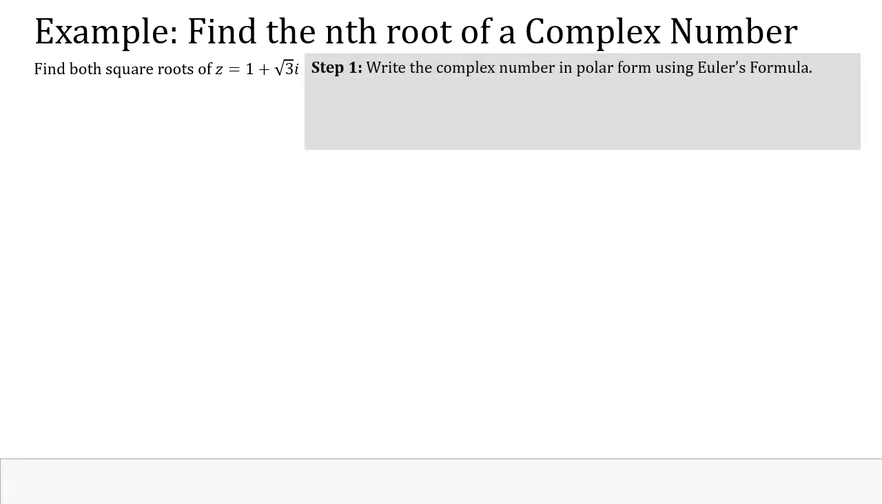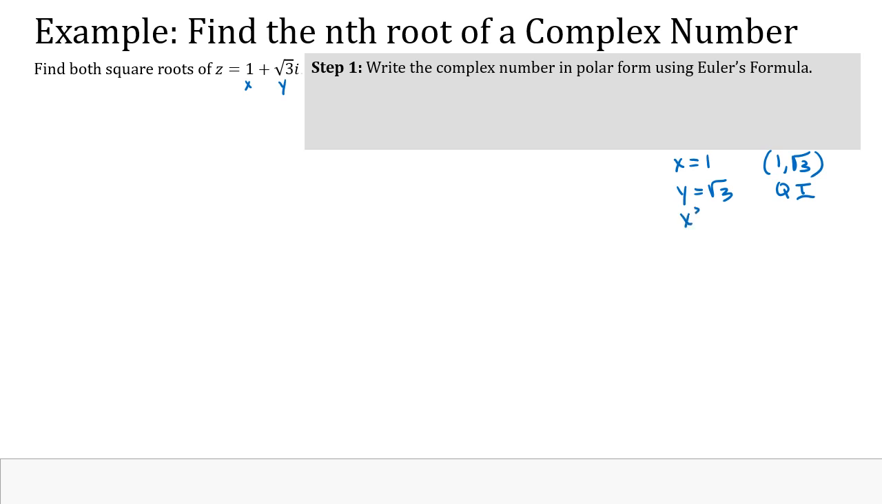Step 1 is to write the complex number in polar form using Euler's formula. All right, so Euler's formula. So we have been given an x and we have been given a y, and here's what we know. We know that x is equal to 1, y is equal to the square root of 3. So if we plotted it, we would be in quadrant 1, wouldn't we? So that's important to know when we go to find theta.